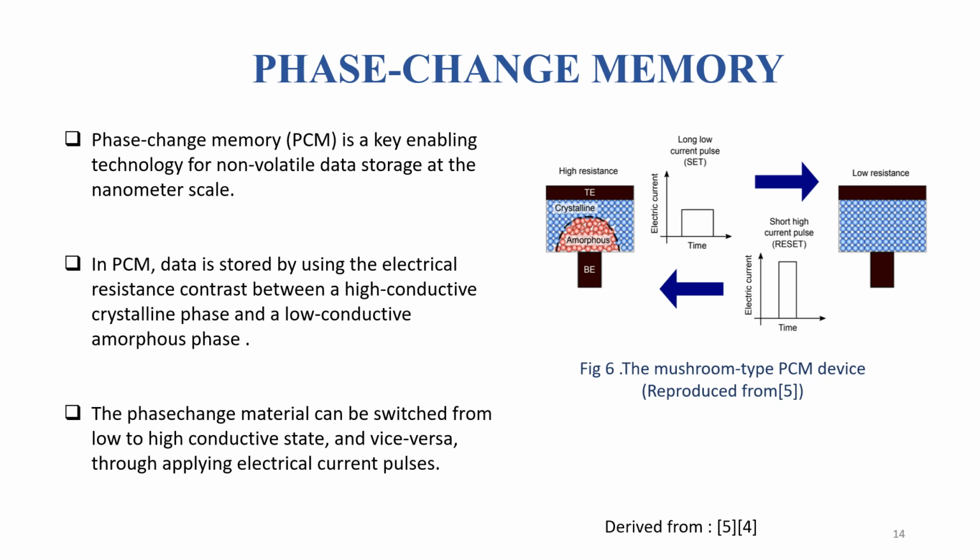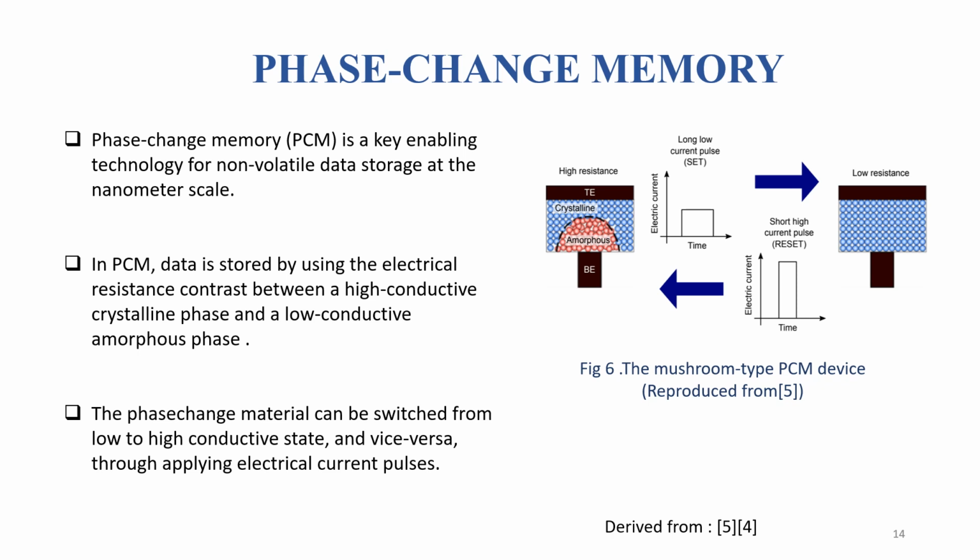So moving on to phase change memory. Phase change memory is a key enabling technology for non-volatile data storage at nanometer scale. In phase change memory, data is stored by using the electrical resistance contrast between a highly conductive crystalline phase and a low conductive amorphous state. As you can see in the figure, that pink portion is the amorphous layer. So the electrical resistance of this material is used to store the data.